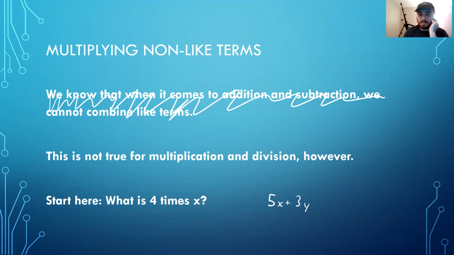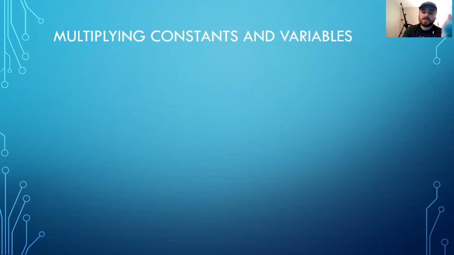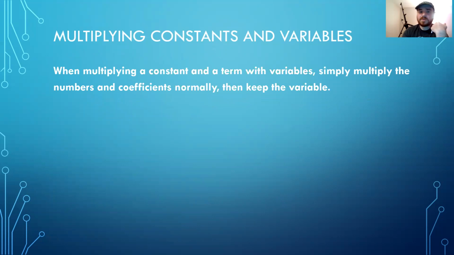And the easiest example to look at here is just what is 4 times x? We know that 4 times x is simply 4x. We just write them next to each other. And it turns out that's kind of what you do when you're multiplying with variables. So when we're multiplying constants and variables, we just multiply numbers and coefficients normally and then keep whatever variable is present.